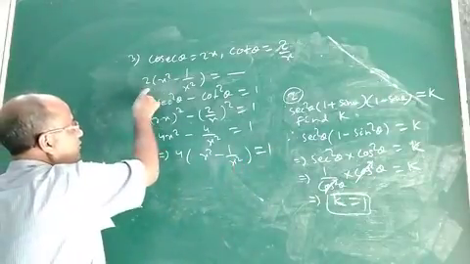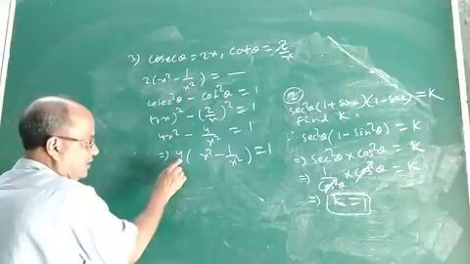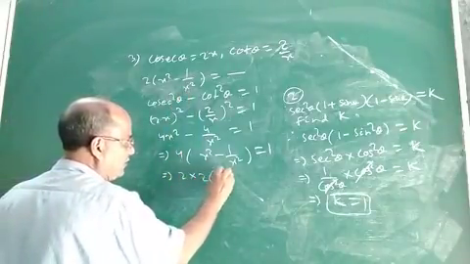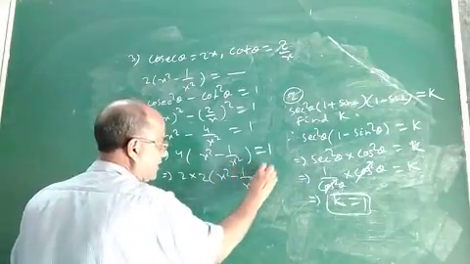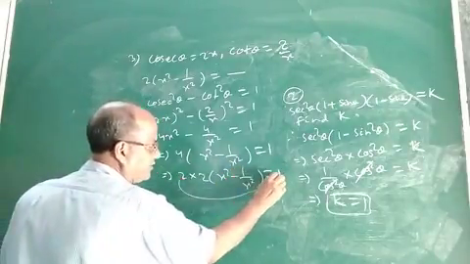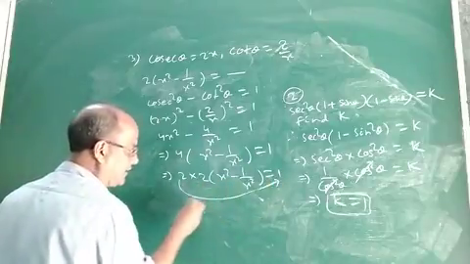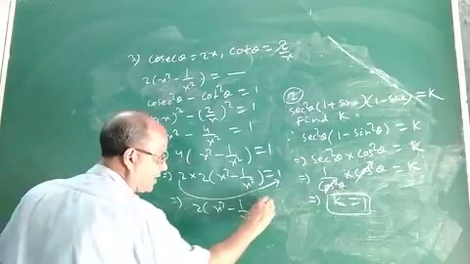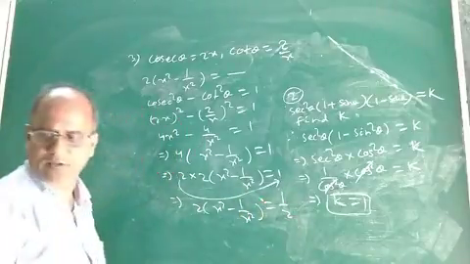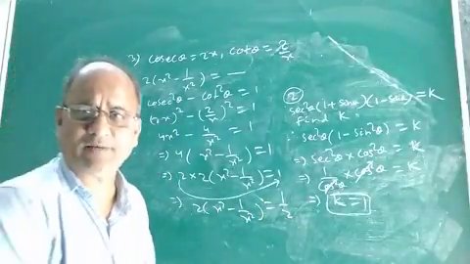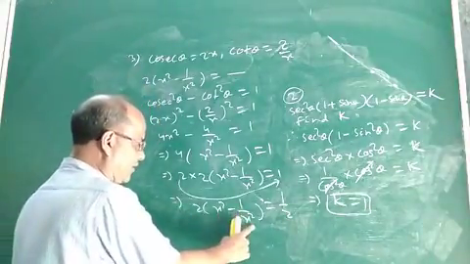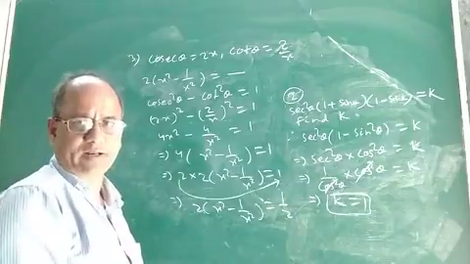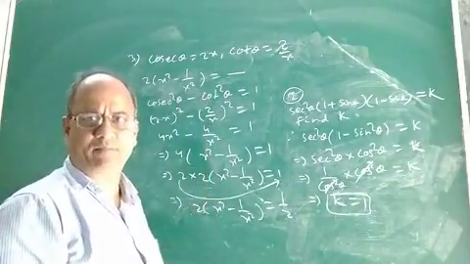Now we want to find the value of 2 into x square minus 1 by x square. So let us factorize 4 as 2 into 2. So 2 into 2 into x square minus 1 by x square equal to 1. Now just transpose or shift 2 to the right hand side. So it will be 2 into x square minus 1 by x square equal to 1 by 2. Okay. So in this way we can find the value of 2 into x square minus 1 by x square if we are given the value of cosec theta and cot theta. It will be done similarly to number 1.